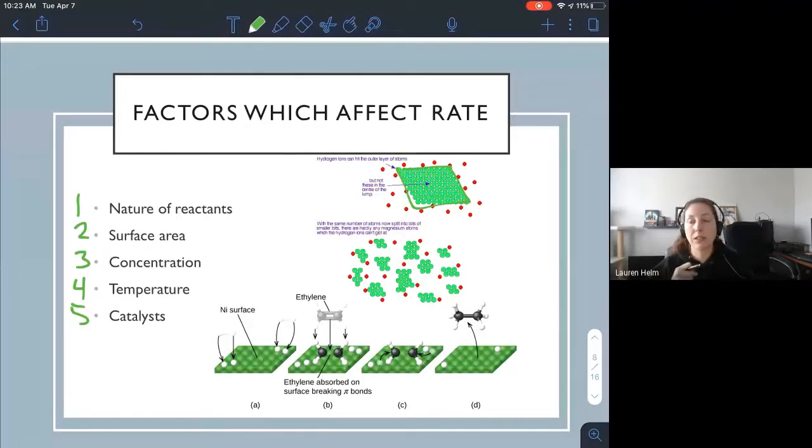So the greater the surface area, the faster the reaction, because we're able to access more of the reactants more quickly. If they're locked up, say, in like a sugar cube versus powdered sugar. If you put a sugar cube into your coffee, it's going to take longer to dissolve than if you crush it up into a powder, which increases its surface area.